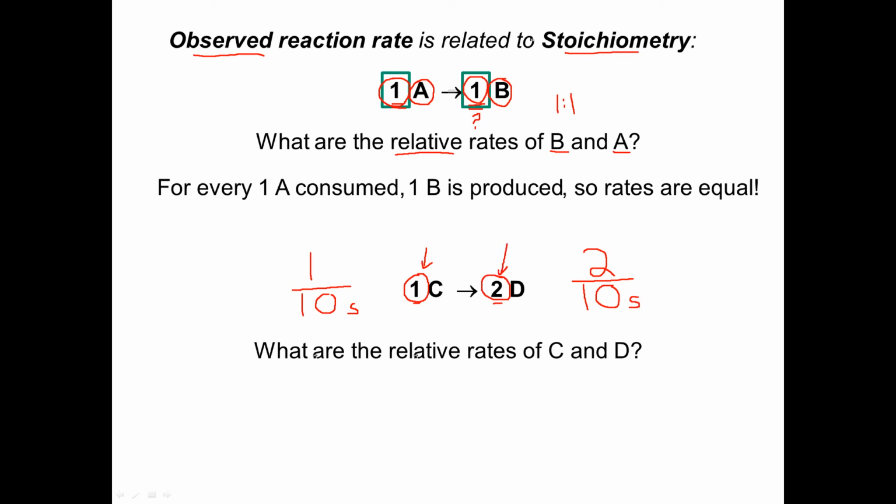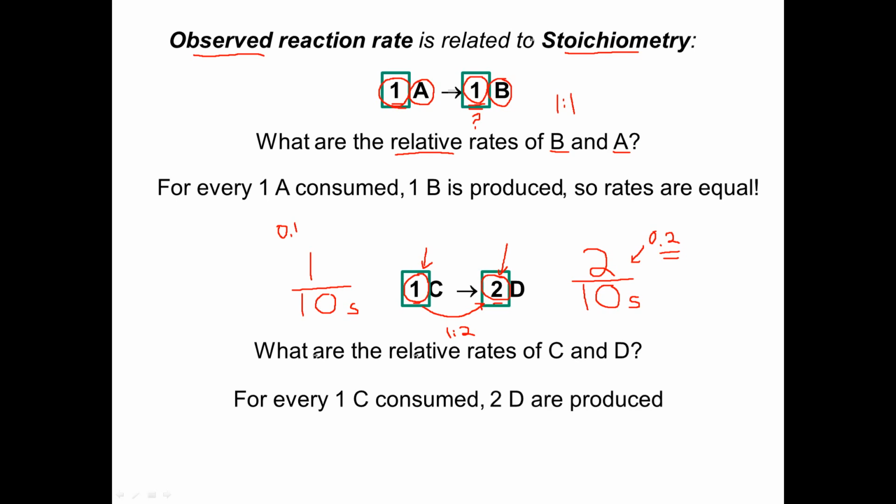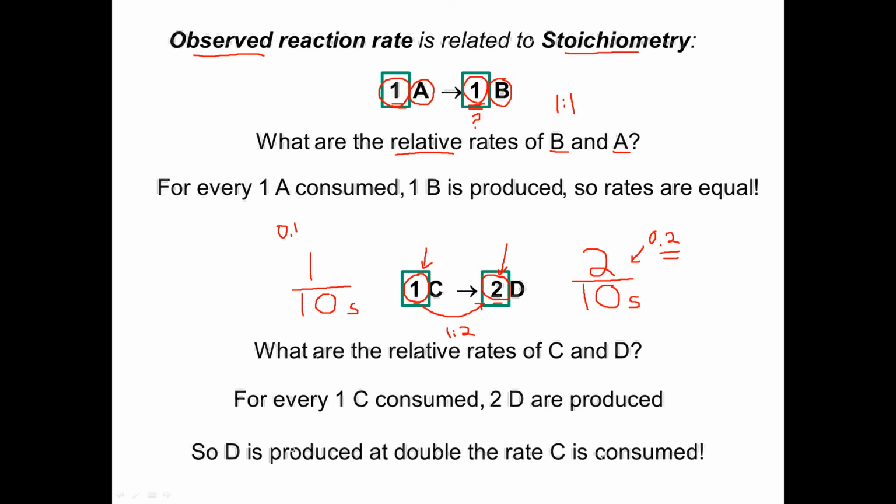So if we look at the relative rates, 2 over 10 works out to 0.2, and 1 over 10 works out to 0.1. So we'd say C to D is a 1-to-2 ratio. So D has to be produced 2 times faster. Or, for every 1 C consumed, 2 D are made. So D is double the rate that C is consumed.